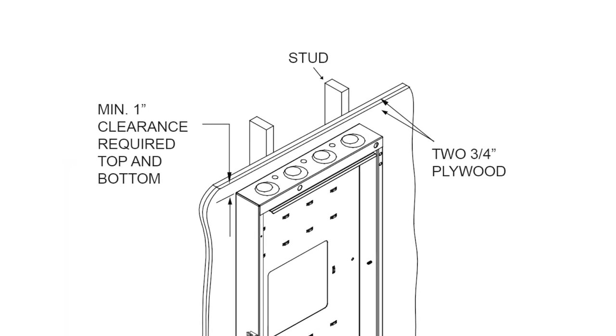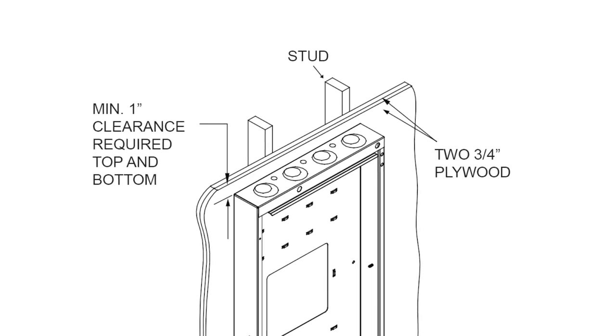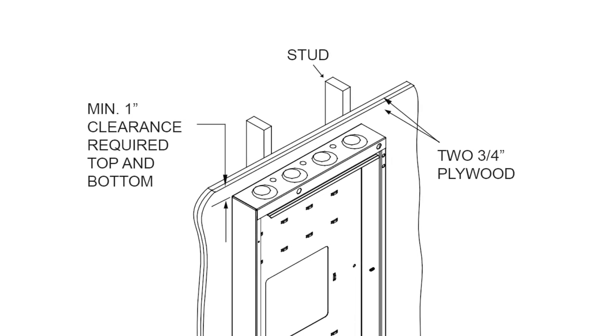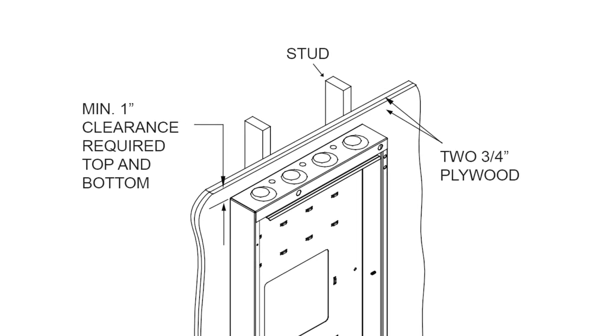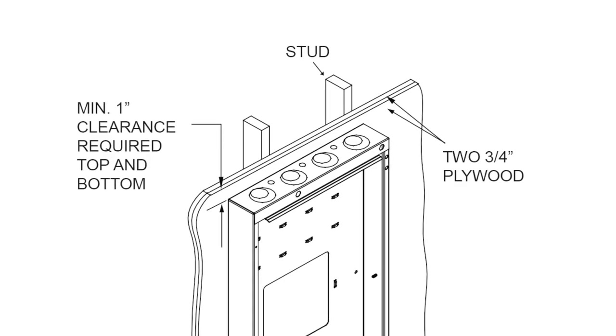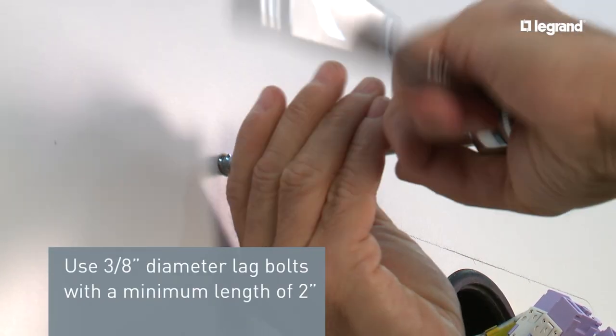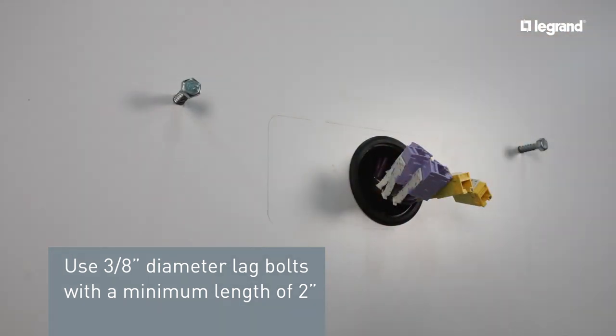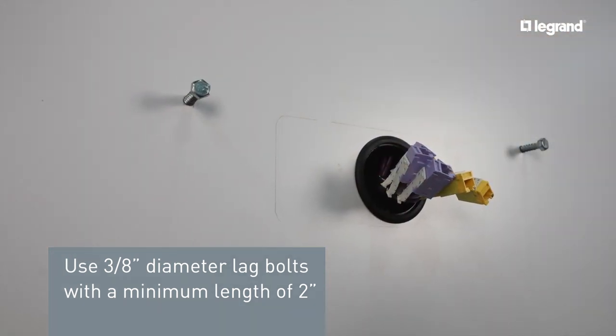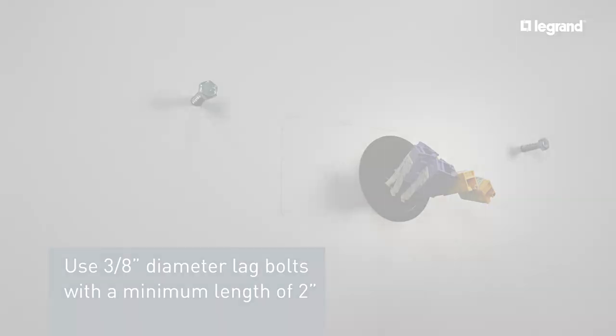Ensure the wall to which the back pan will be mounted consists of 2 3/4 inch plywood screwed to the studs. Locate the studs in the wall behind the plywood. Align the mounting holes in the cabinet with the studs. Install the top 2 bolts first. Only put the bolts in halfway.